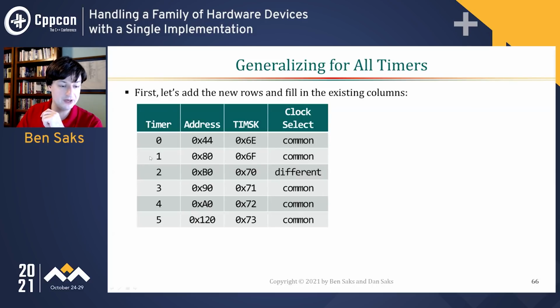And so here are the address values for timers 1, 3, 4, and 5, and their associated interrupt mask registers. Again, the clock select options are the same for each one of these timers except timer 2, so they all have the common set of options.